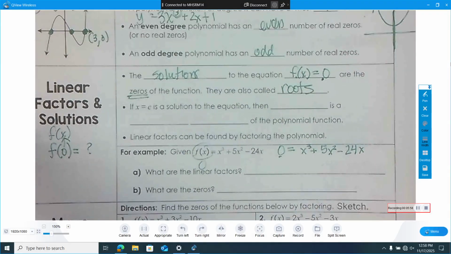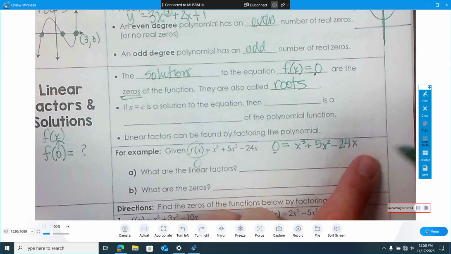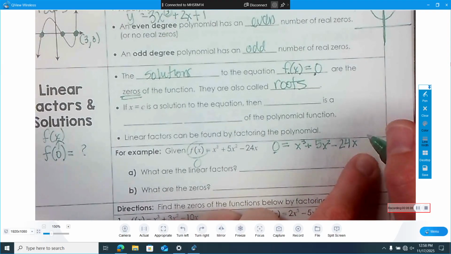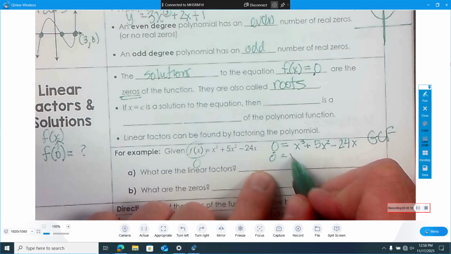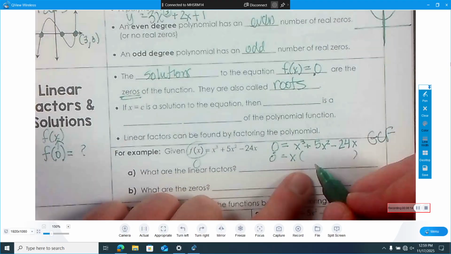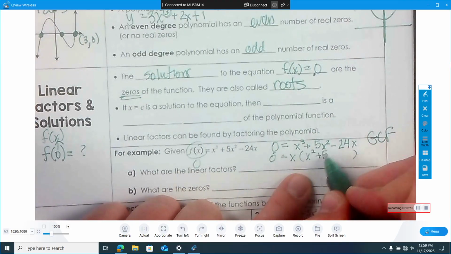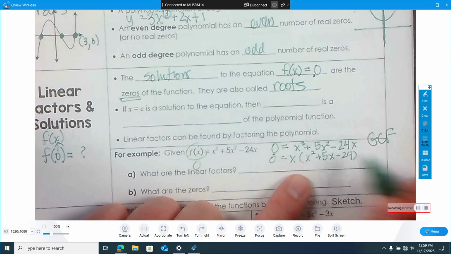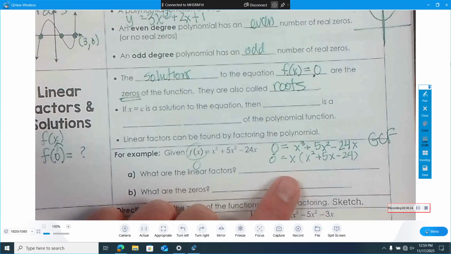All right. If we see something like this, we want to try and factor it. Well, when I look at these three terms, what do they have in common? An x. So they have a greatest common factor. So that's what we're going to look for. I'm going to take out the x. And if I take out the x, what do I have left behind? x squared plus 5x minus 24. Good. And now we have a trinomial, and that is something we can double bubble.